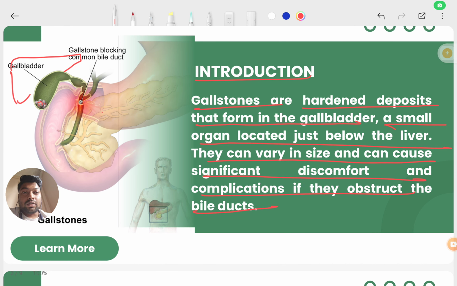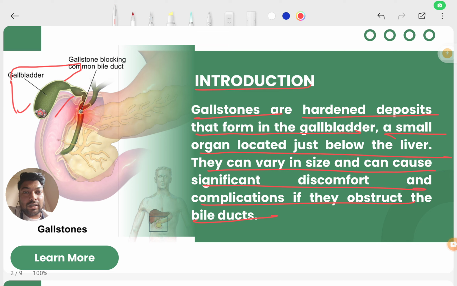Okay, so here we can see the bile duct, and from the liver we have the right and left hepatic ducts. They combine to form the common hepatic duct. Similarly, this bile duct and the common hepatic duct join to form the common bile duct. So obstructions can either be in the bile duct here or in the common bile duct.